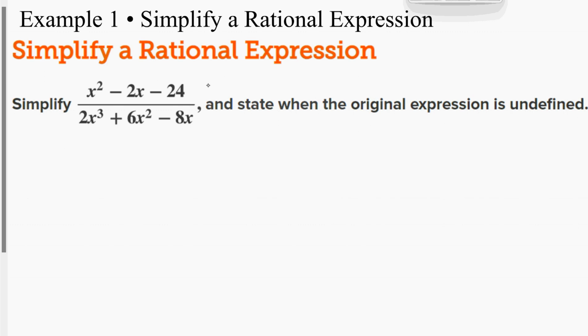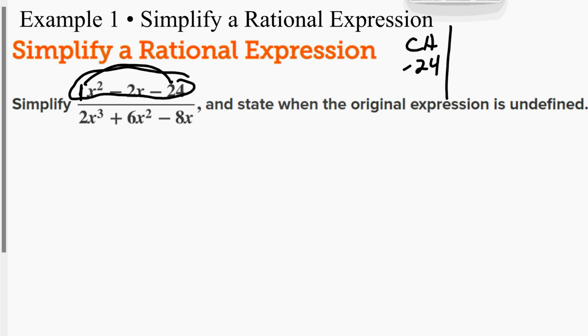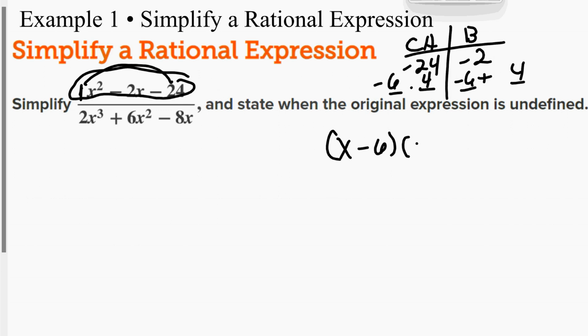so I can do CAB up top. So I can take this one right here and do CAB. So I got my A is 1, times that by my C, so my CA is negative 24, and my B is negative 2. So then I just ask myself, what times what is 24, but adds to negative 2. Since it's a negative CA, that means one of the numbers needs to be negative, right? So that'd be a negative 6 and a positive 4. So those are my factors, right? Because they match up there. So my factors are x minus 6 and x plus 4.